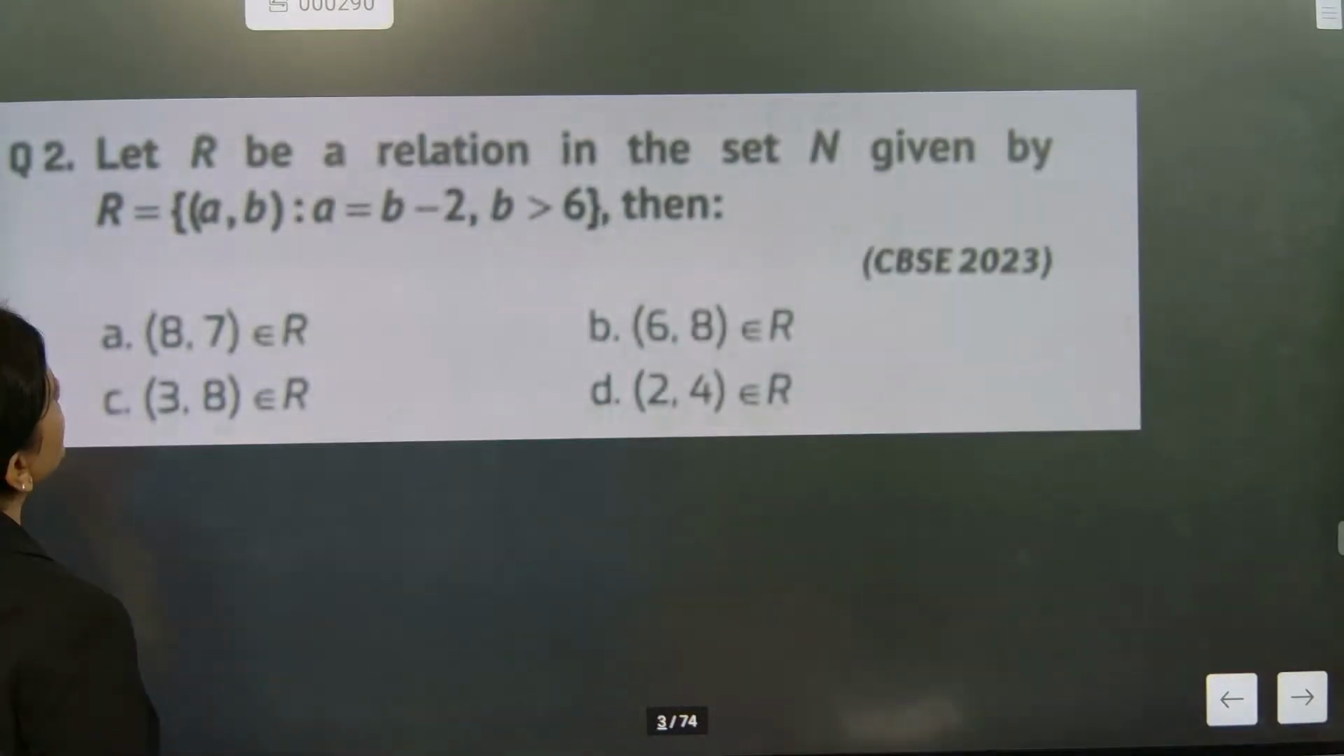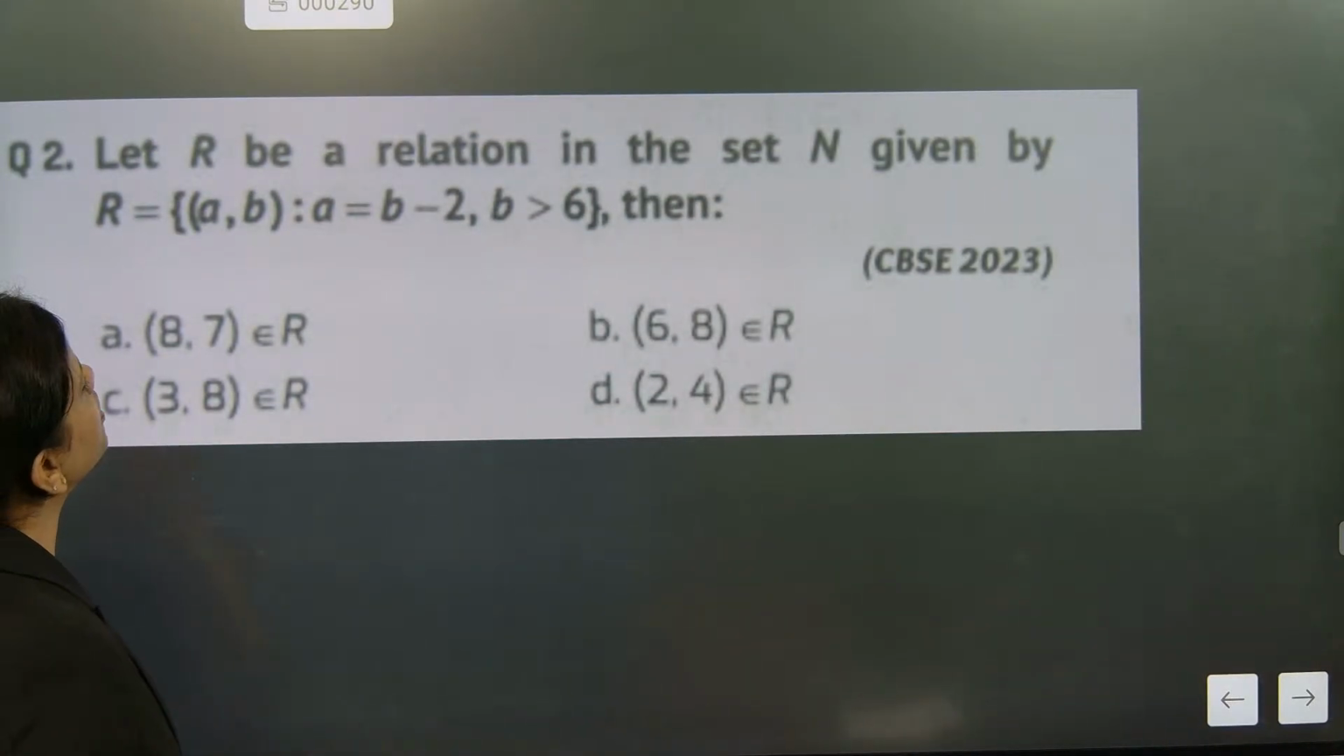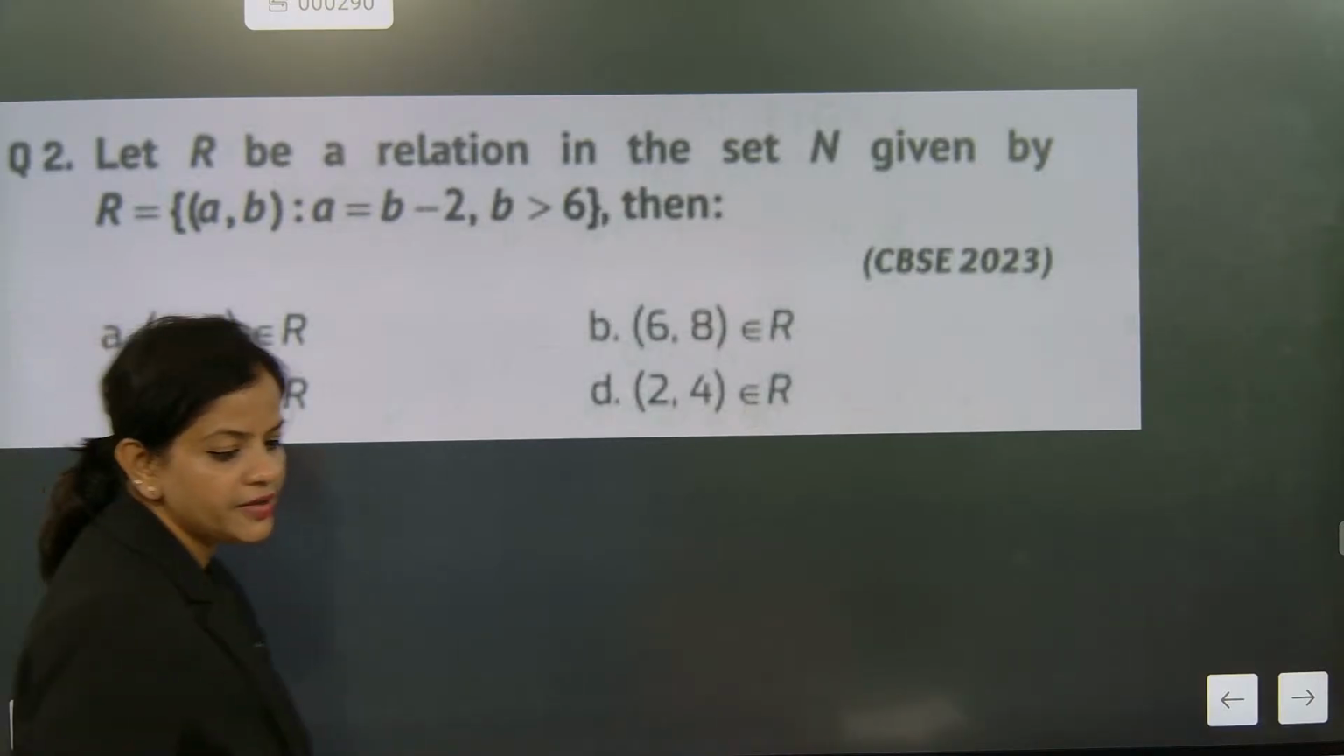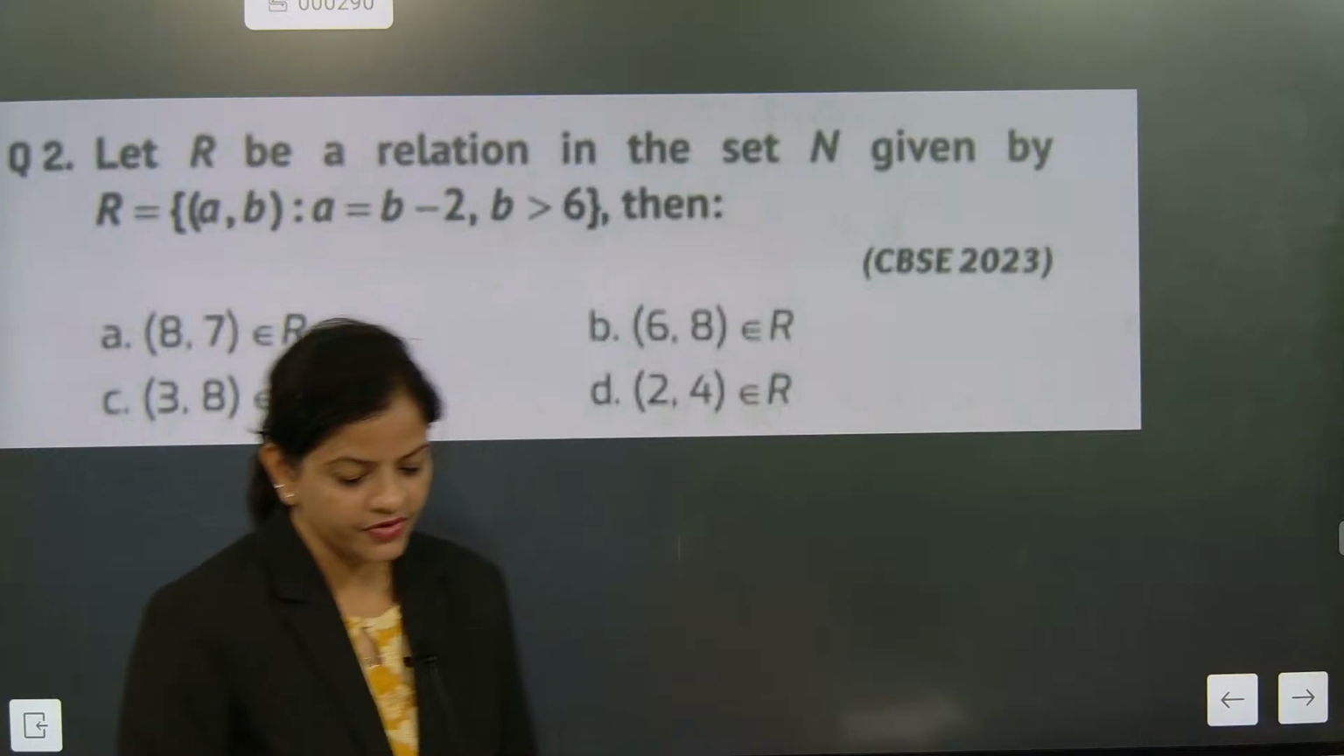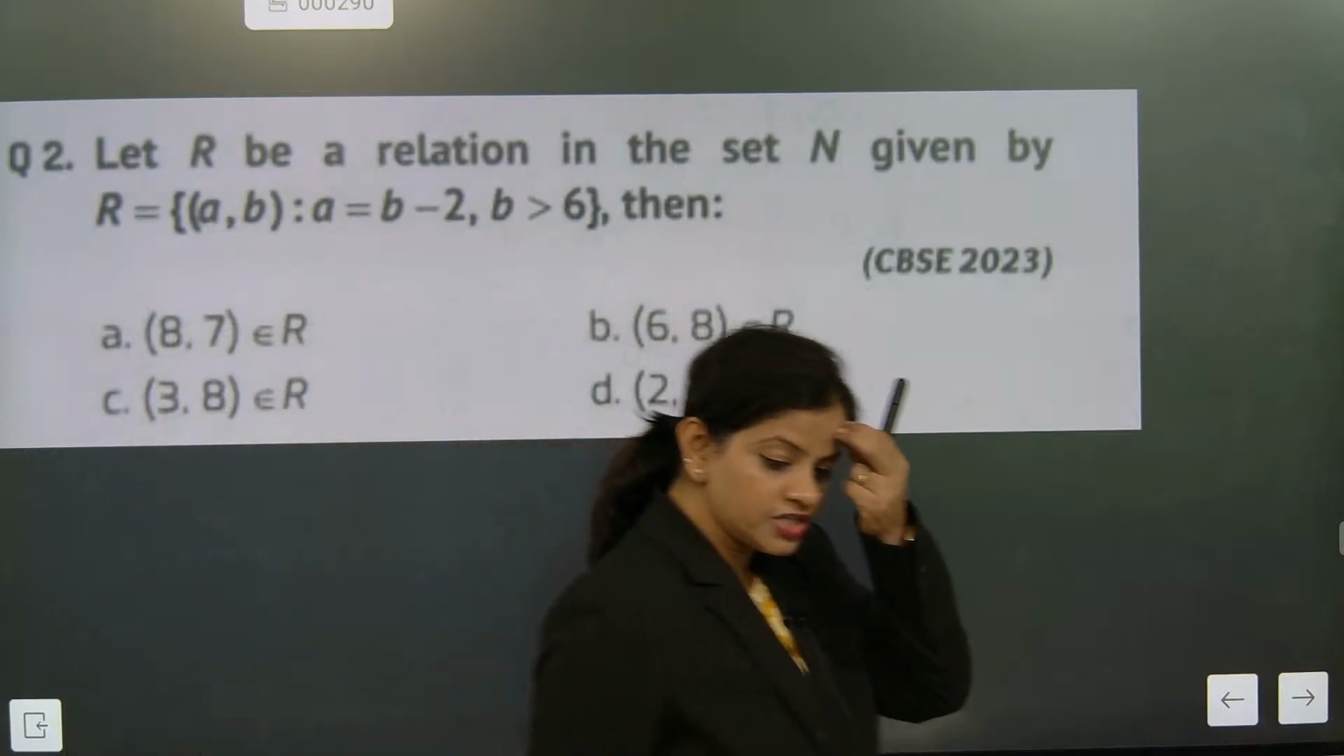Next question. Let R be the relation in the set N given by A is equal to B minus 2 and B is greater than 6. Already this question we have solved many times. Come on, go for it. This is the final revision session, so you must know what the answer is.